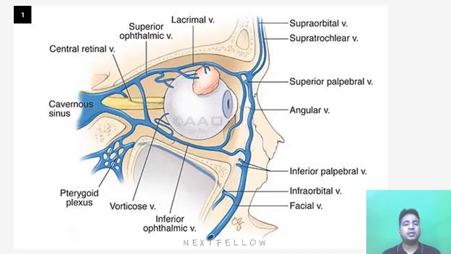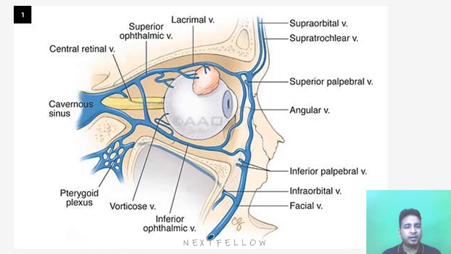Now look at the other diagram. This is a diagram showing the venous drainage into the cavernous sinus. Why is this cavernous sinus important? See, most of our facial veins, like the angular vein, supratrochlear, supraorbital vein, inferior palpebral vein, infraorbital vein, facial vein, are all draining into the cavernous sinus, either by means of the ophthalmic vein or by means of the pterygoid plexus.